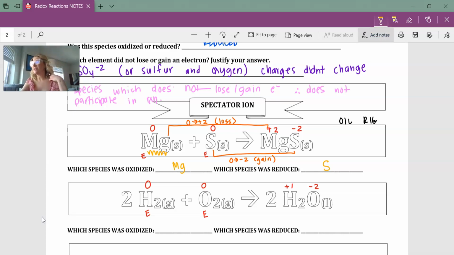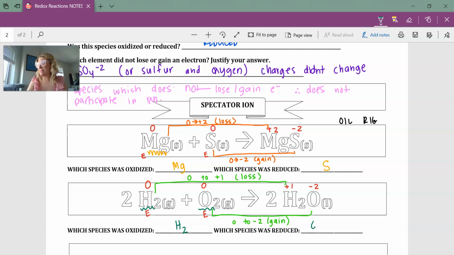Okay, let's take a look at our next reaction. H goes from 0 to plus 1. That's going to be a loss of electrons. O goes from 0 to minus 2. That's a gain of electrons. Which species is being oxidized? Oxidized is loss. That means that my H2 is being oxidized. Which species is gaining? O2 is gaining, and being reduced.